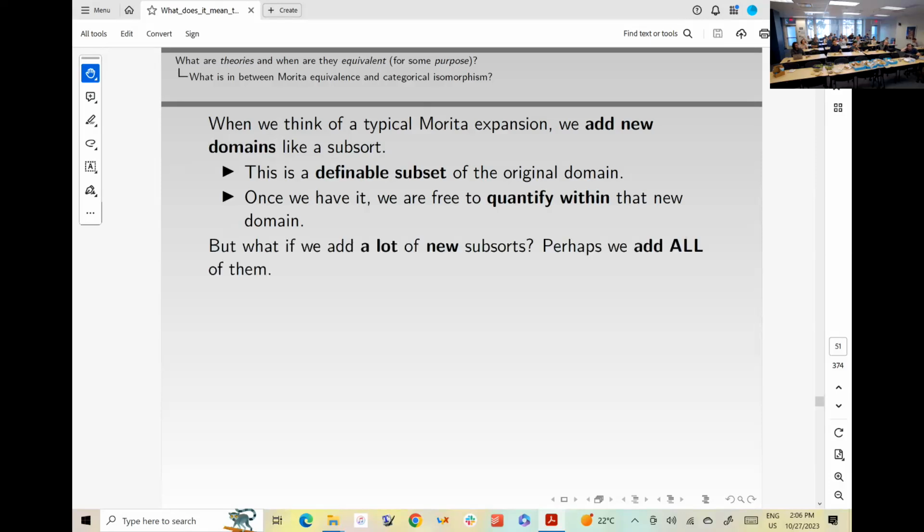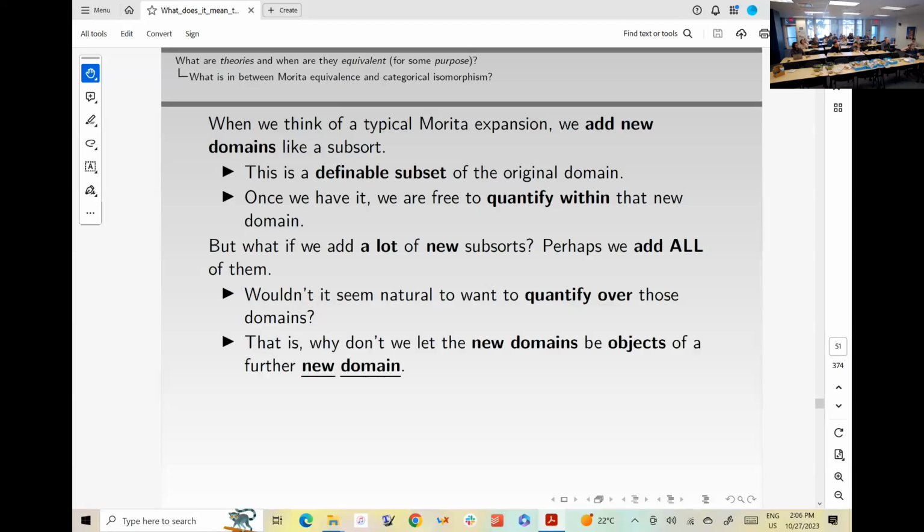What if we want to go crazy? What if we wanted to add a lot of new subsorts? Perhaps we want to add all of them. Now, there are technical reasons why I have to be more careful here, but let's just pretend that makes some sense. You've probably got the basic idea. Then, if we added all of them, wouldn't it seem natural to want to quantify over those domains? What I mean is not just quantify within them, but let the new domains be objects themselves of a further new domain. So this seems like a natural place to go.